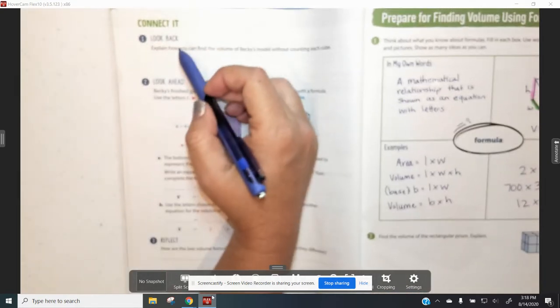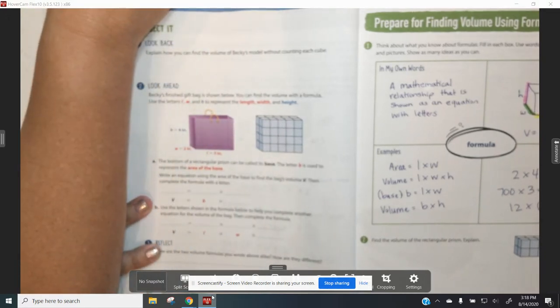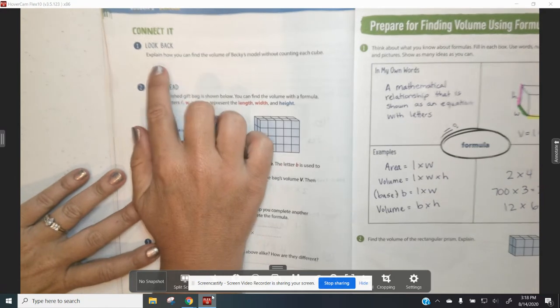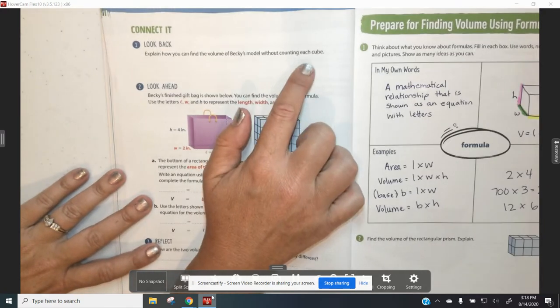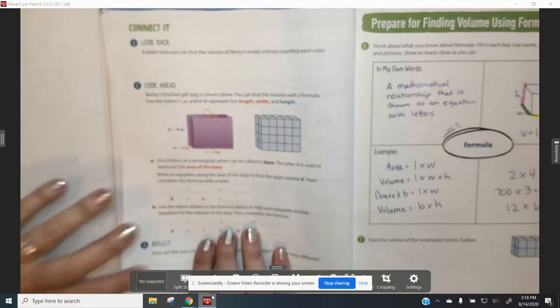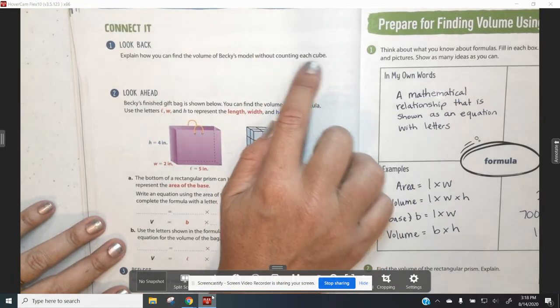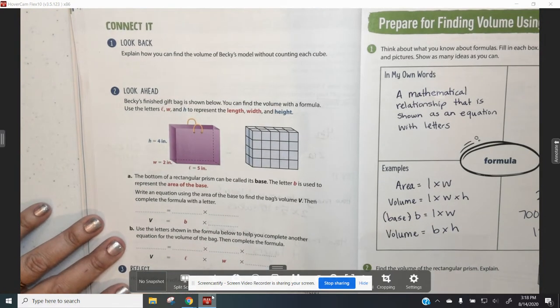So on page 34, I just did this on the last page. The question says explain how you can find the volume of Becky's model without counting each cube. So I showed one way. I want you to explain how you solved it. How did you find out what the total volume was without counting each cube? And write your explanation here. Go ahead and pause and do that now.